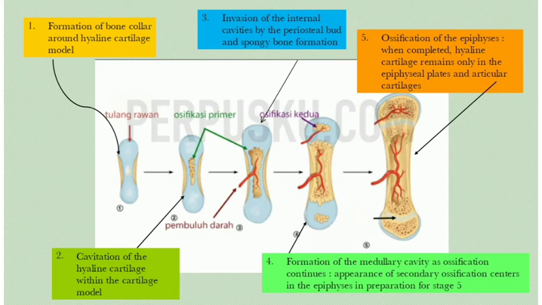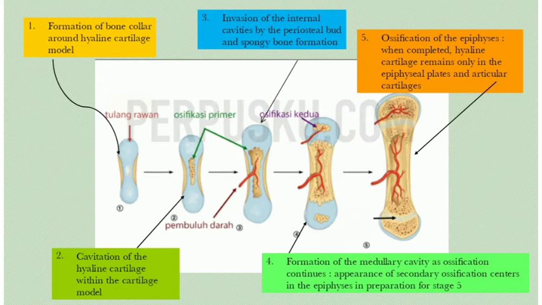There are 5 processes in bone formation. Step 1. Formation of bone collar around hyaline cartilage model. Step 2. Cavitation of the hyaline cartilage within the cartilage model. Step 3. Invasion of the internal cavities by the periosteal bud and spongy bone formation.